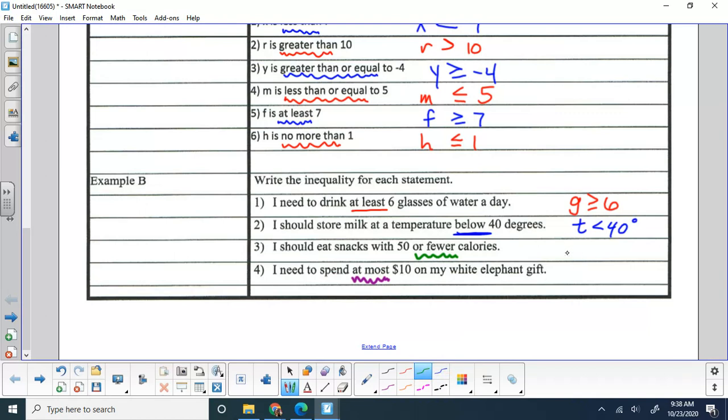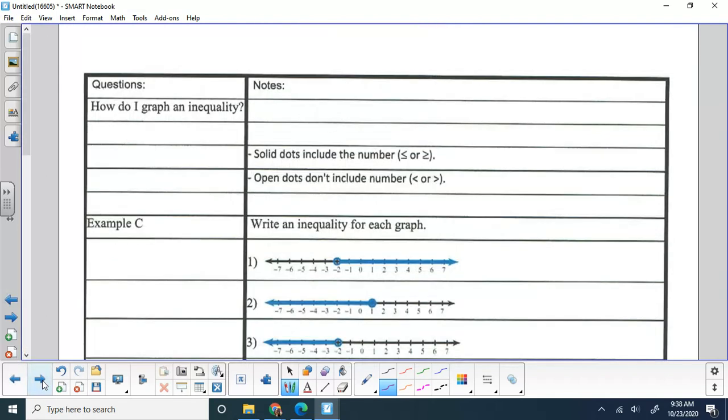I should eat snacks with 50 or fewer calories. My calories should be less than or equal to 50. Fewer. And then the last one, I need to spend at most $10 on a white elephant gift. My gift should be less than or equal to $10. At most means I can spend $10, but I shouldn't spend anything more than that. How'd you do? I hope you did a great job on this. Let's move on to the next page.